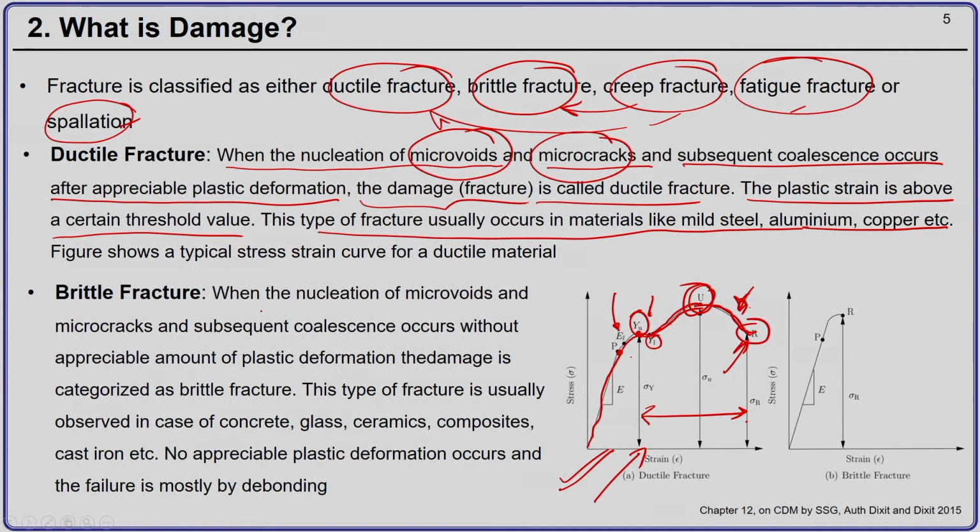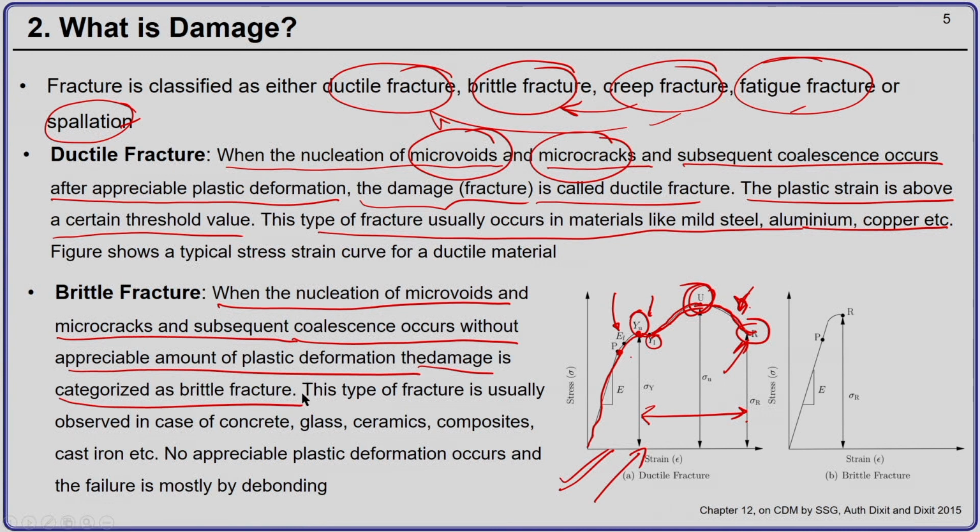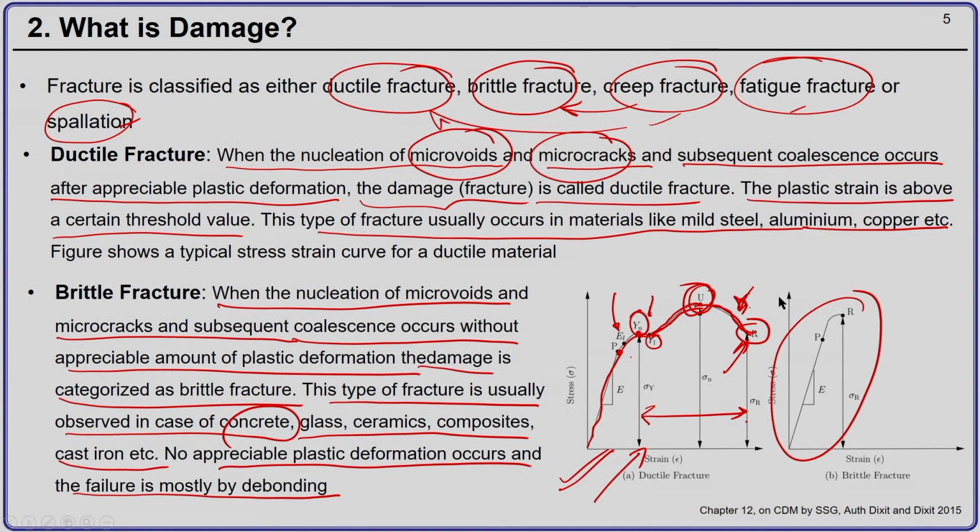Okay. Now, the second type is called the brittle fracture, where the nucleation of micro voids and micro cracks and subsequent coalescence occurs without an appreciable amount of plastic deformation, and the damage is categorized as brittle fracture. This type of fracture is usually observed in concrete, glass, ceramics, composites, cast iron, etc. There is no appreciable plastic deformation, and the failure is mostly by debonding. So, you see the plot of the stress strain curve of a brittle fracture.